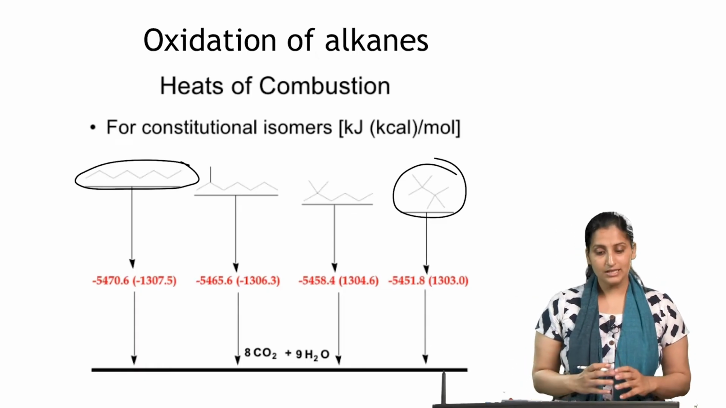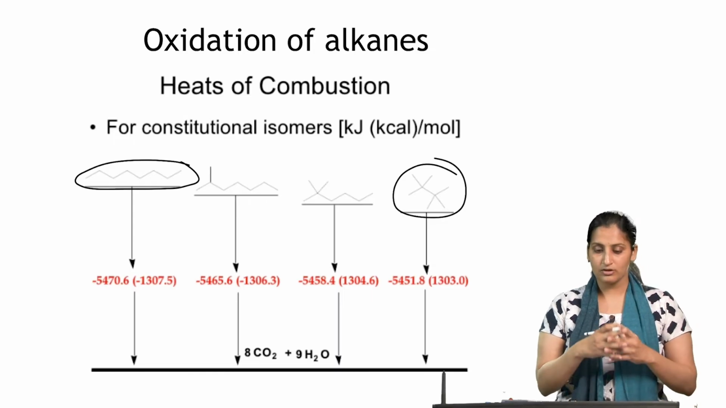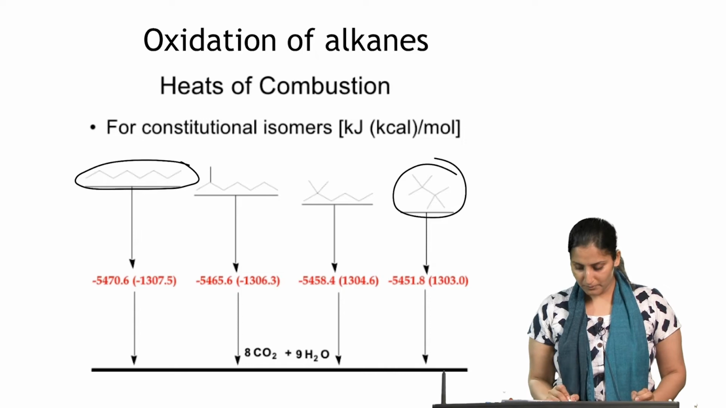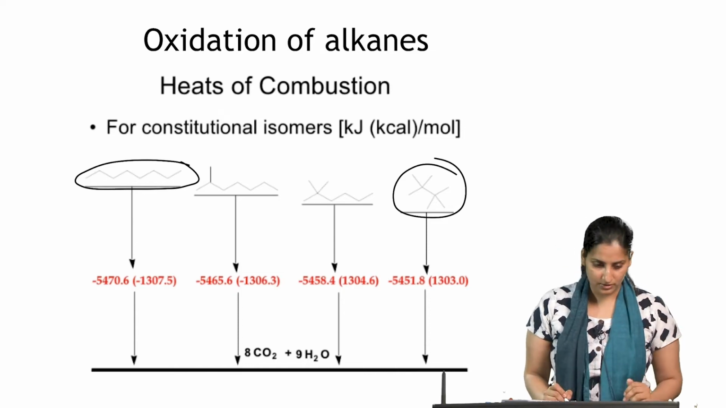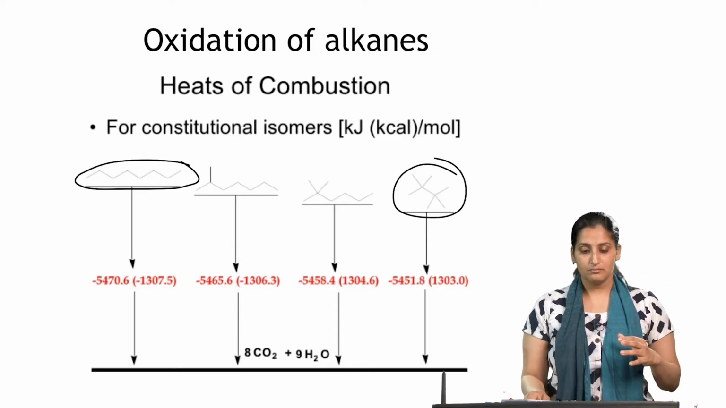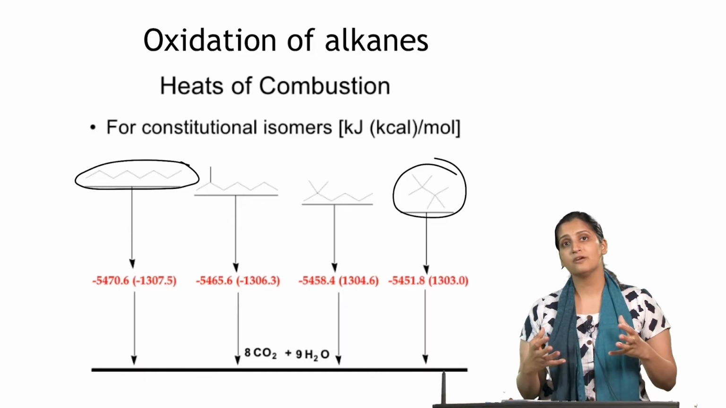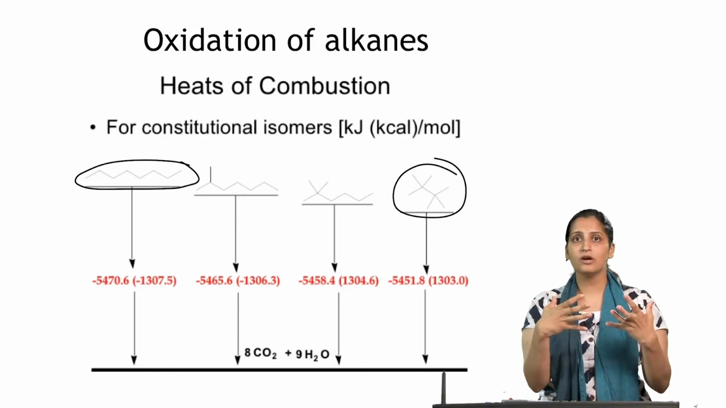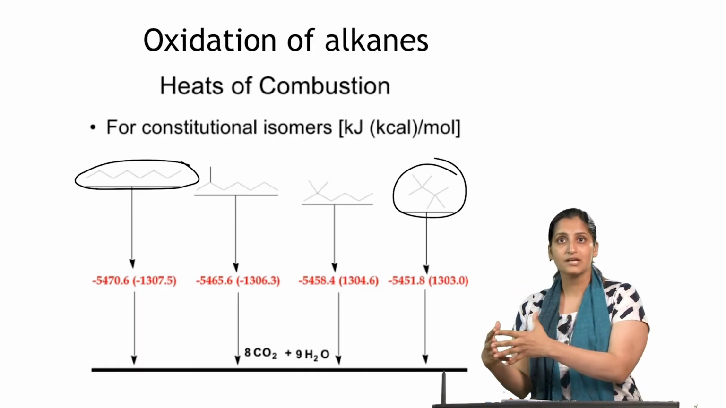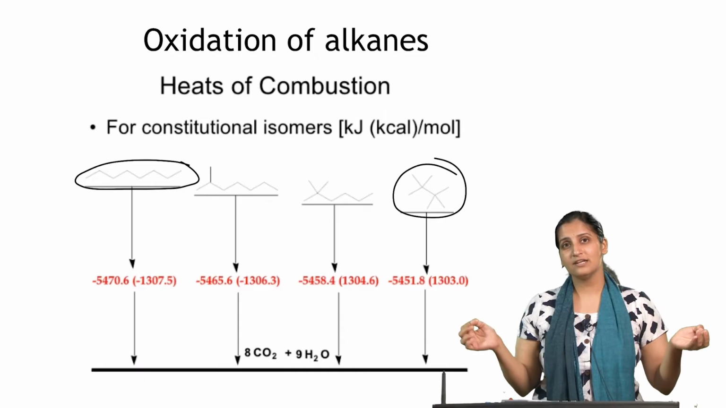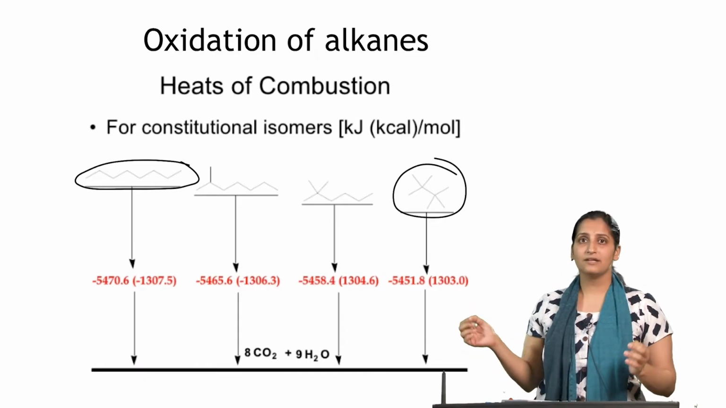So, as we can see, octane has the largest, or the most negative, heat of combustion, and the one with the 4 methyl branches, for example, here has the lowest heat of combustion. Therefore, what we can conclude is that branching increases the stability of that particular alkane. As we go on making it a more and more branched alkane, it becomes more and more stable. So, you can imagine this phenomenon in this way.